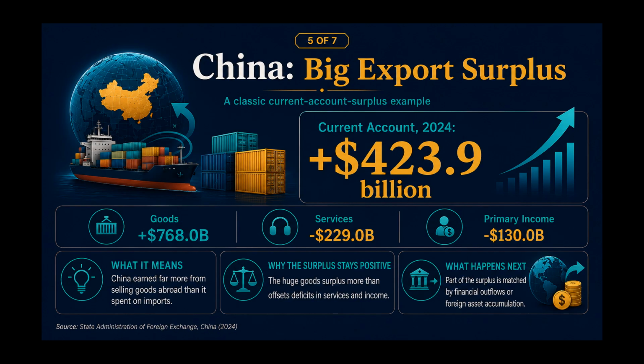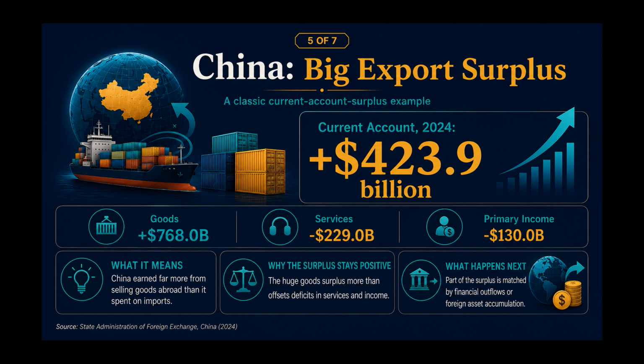China shows an opposite pattern. In 2024, China had a current account surplus of around $424 billion. The biggest reason was its goods surplus. China earned around $768 billion more from selling goods abroad than it spent on imported goods.